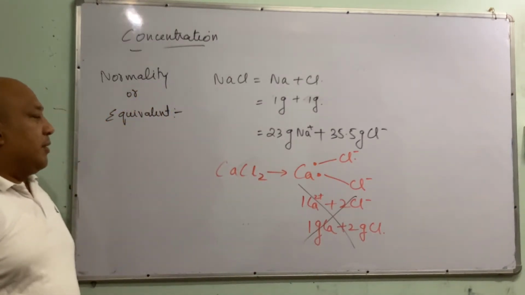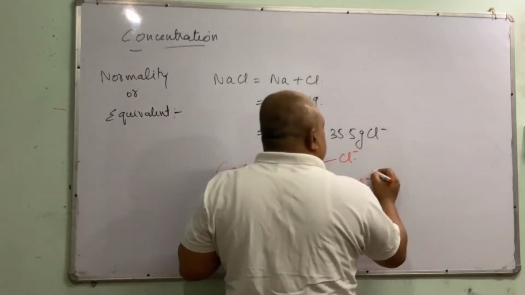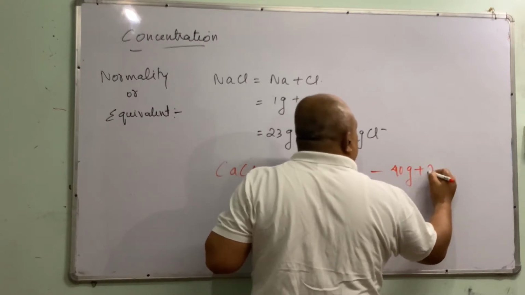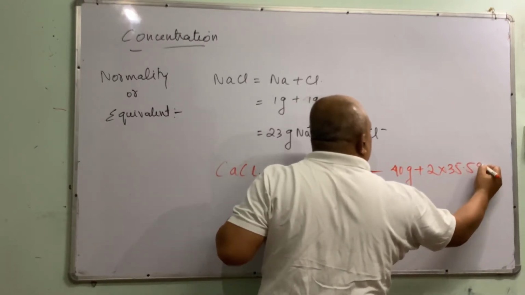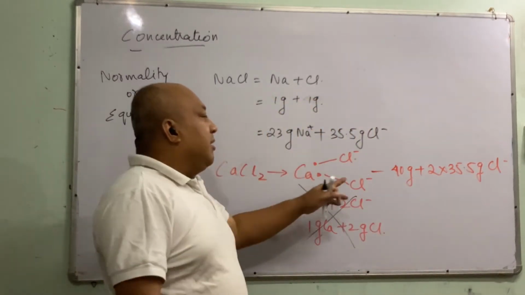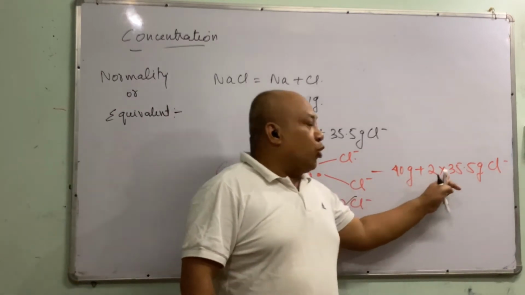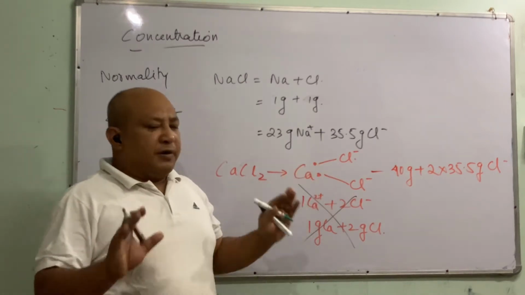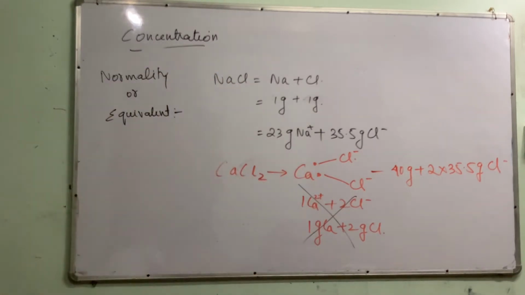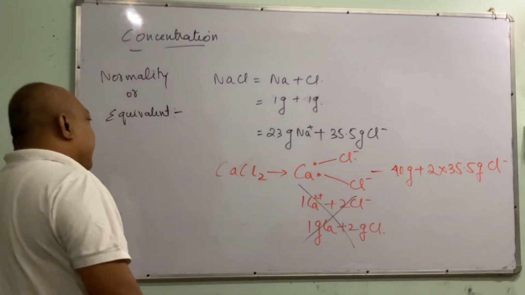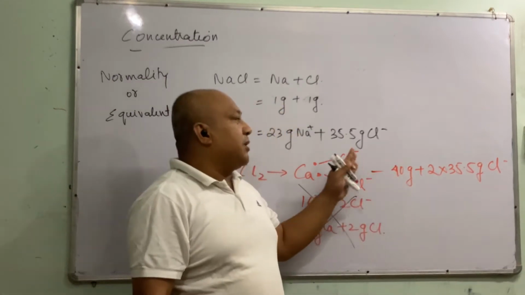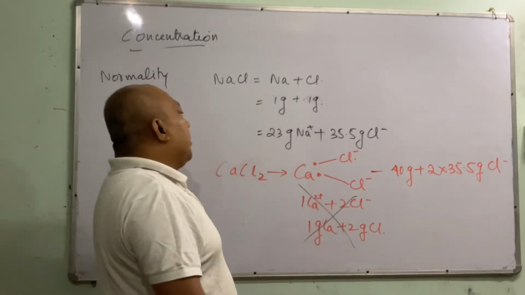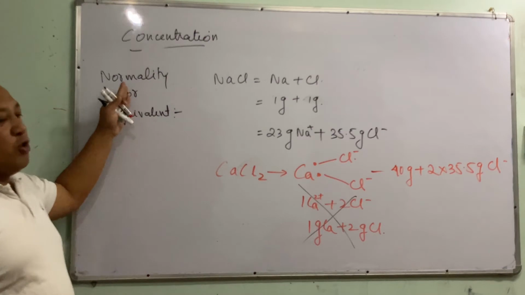The reason is, in calcium chloride, 40 grams of calcium plus 2 into 35.5 grams of chloride. Here it is 1 calcium, 2 chloride. But over here, 1 and 1. This thing is going to come. I'm just giving you some fundamentals, why such things are happening. So, in order to make things very clear, how many grams of calcium is mixed with how many grams of chloride, or how many grams of sodium mixed with how many grams of chloride, we bring the concept called equivalent or normality.